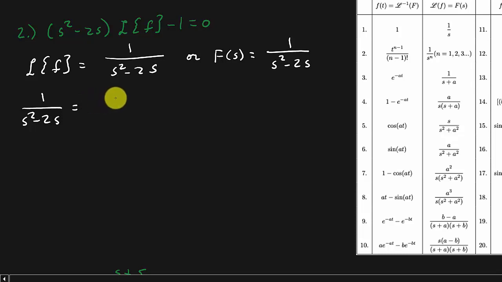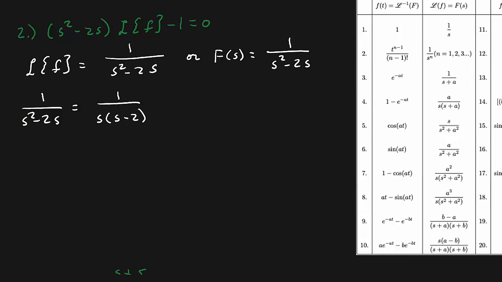So what I'm seeing here is I can write this as 1 over s times s minus 2, factoring s out. And then if I come over here and look, do you see how I have this? I've got that right there. Now, it matches almost, right? It almost matches.